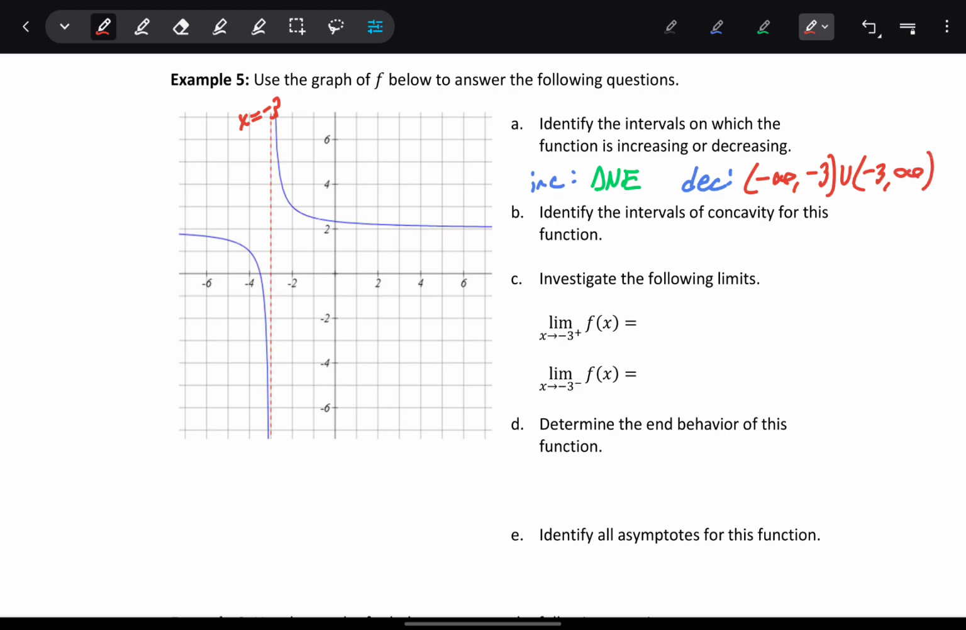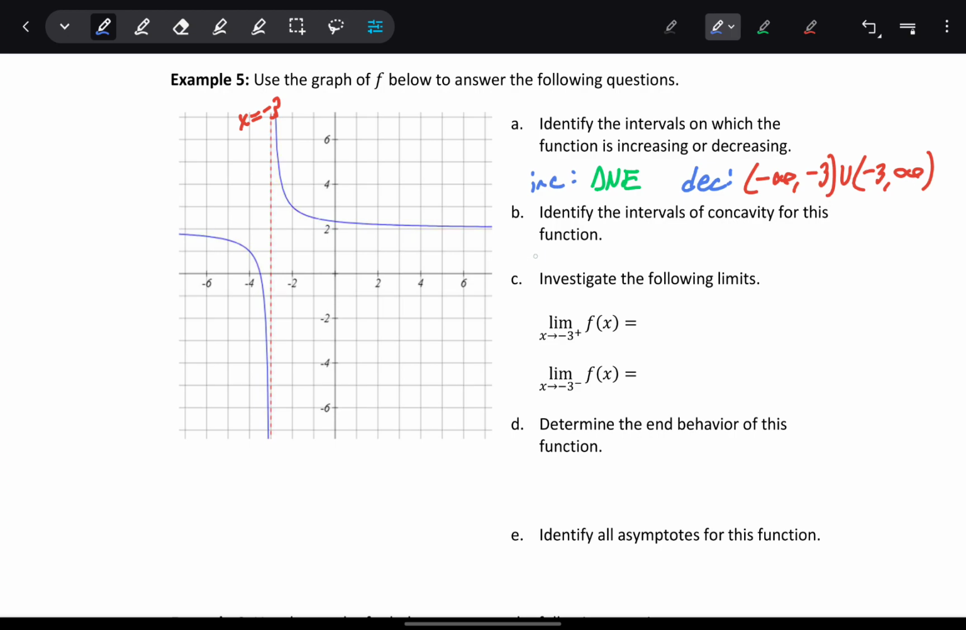The rounded parentheses means that number itself is not included as part of the interval because our function can never hit a value of x equals negative 3. So we have that break, that gap in that otherwise continuous interval.